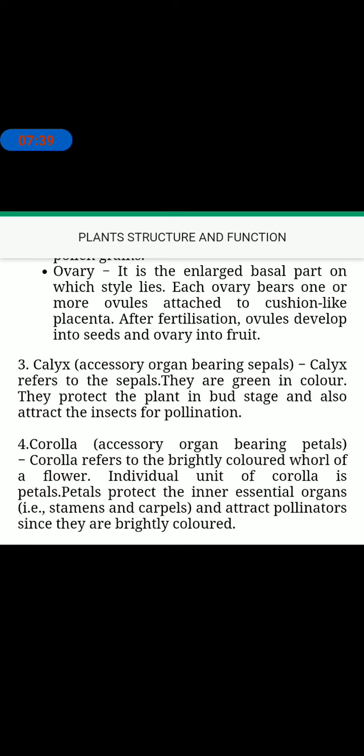Next part of the flower we have is the corolla. Corolla belongs to the unessential parts. Corolla refers to the brightly colored fold of the flower. We can consider it the petals of a flower. The individual unit of the corolla is the petal. Petals protect the inner essential organs. The inner essential organs, what are they? They are the stamens and carpels, protected with the help of the corolla. And again, the function of the corolla is to attract pollinators since they are brightly colored. They are also helpful for attracting insects.